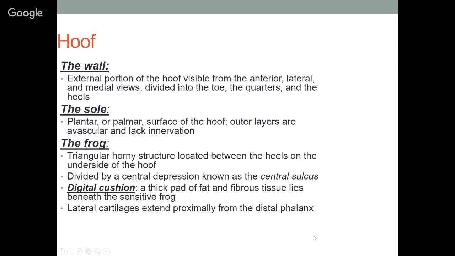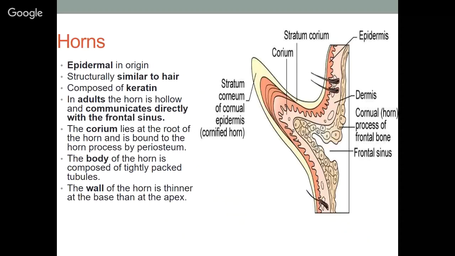It is important to pay attention to the frog because it is sensitive. We do have to make sure that that sensitive frog, which tells them where their feet are, maintains a healthy existence. There are lateral cartilages that extend proximally from the distal phalanx to hold the hoof in place as well. So we have the lamina and then the lateral cartilage. We'll talk more about the hoof when we're talking about laminitis, but if you have a general idea of how it is attached to the body, you have a really good idea of what could go wrong.